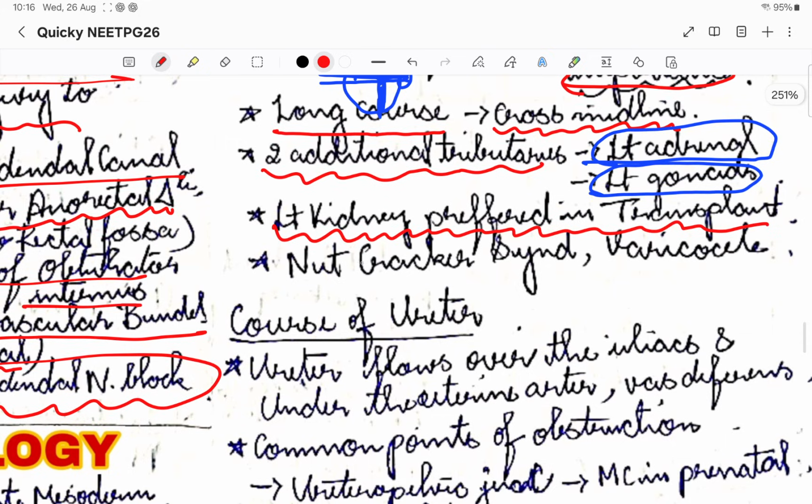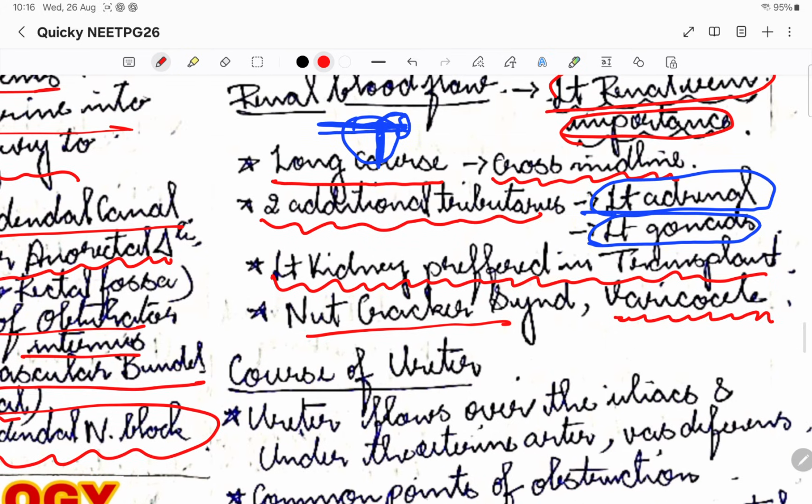There is something known as nutcracker syndrome, and the varicocele I already discussed, right? In nutcracker syndrome there will be severe pain because the ureter passes just between this particular vein and artery. Because of the vasoconstriction, or due to overlaying of this, stenosis will occur, and there will be severe pain. So that is called nutcracker syndrome.